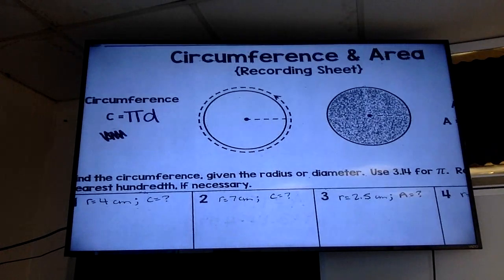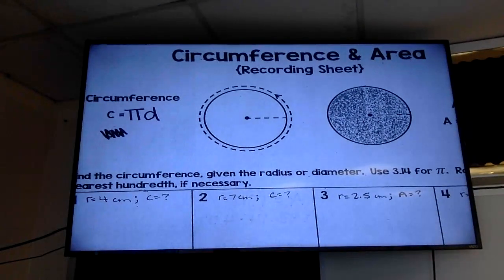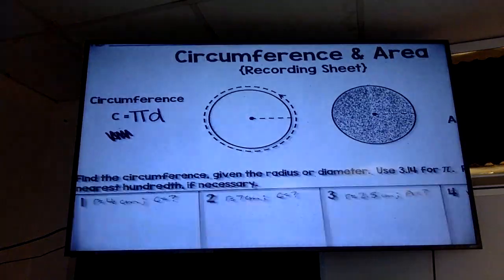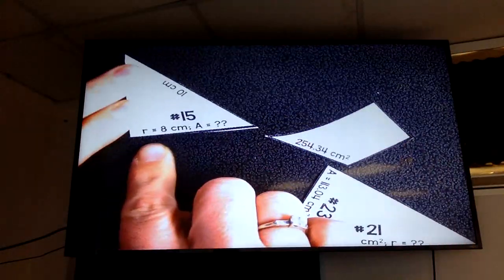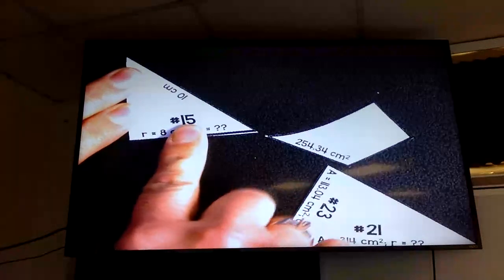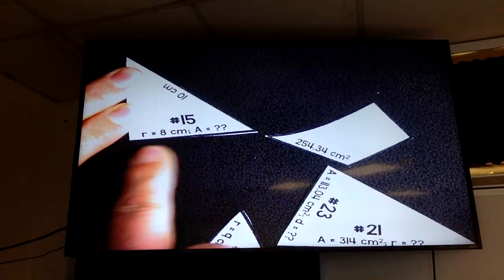So what we've done is you have all those little puzzle pieces that have questions on them. So I'm going to move this for a second. And I've actually cut out a bunch of my puzzle pieces. But what we've done on your paper is we've taken the question. So like here's question number 15. And we've written the information into the box.